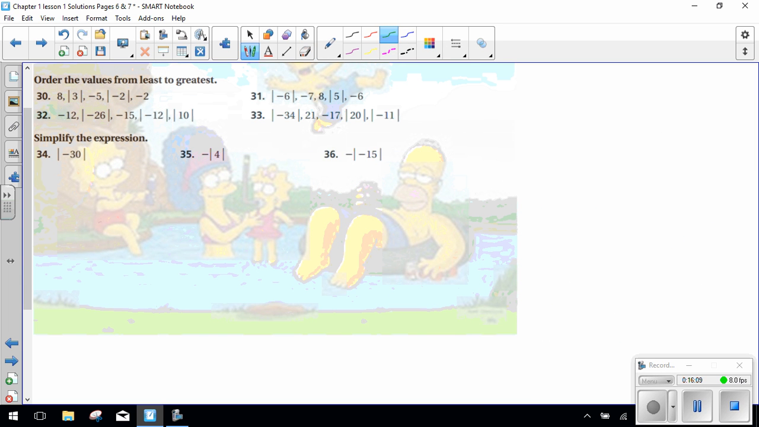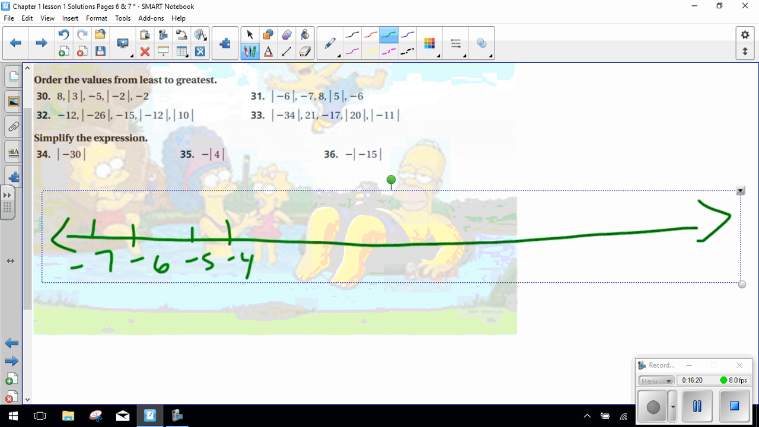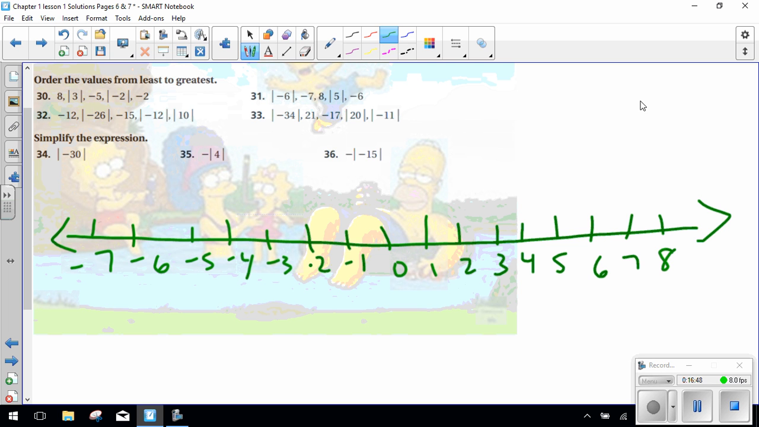Okay, 31. Let's draw another number line. Negative 7, negative 6, negative 5, negative 4, negative 3, negative 2, negative 1, 0, 1, 2, 3, 4, 5, 6, 7, 8. Now you notice I just look at the numbers and figure out what's the smallest negative and what's the largest positive, and I go from that smallest to that largest. I don't need to make my number line any bigger than I really need to.